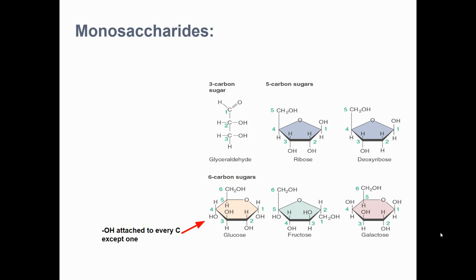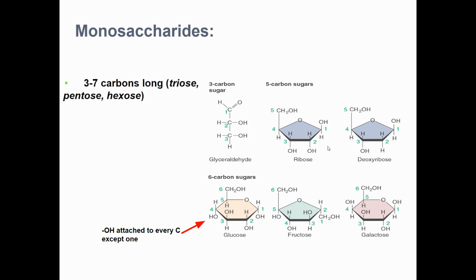So our monosaccharides are things like glucose, fructose, galactose, deoxyribose, which is the sugar we find in DNA, and ribose, which is the sugar we find in RNA. And there are smaller ones and bigger ones and so on. But if you counted up all the carbons, hydrogens, and oxygens, you would come up with a 1 to 2 to 1 molar ratio in these monosaccharides.